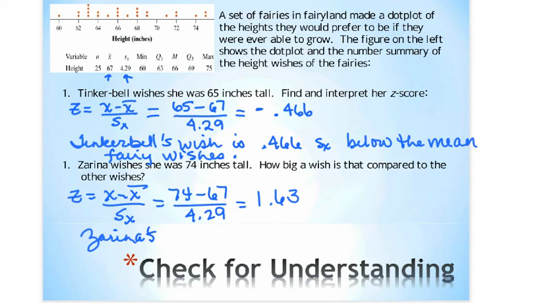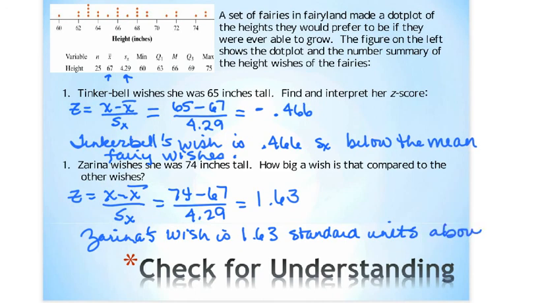Zarina's wish is 1.63 standard deviations, or standard units. You can just say standard units above the mean fairy wishes.